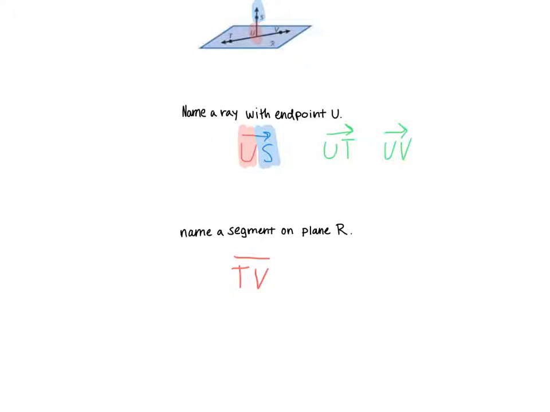So if we named a line on this plane, what would we name it? We would name it TV, and we would put a line with 2 arrows on top. So we're naming a line on the plane. So this is how we name a ray, US. This is how we name a segment, and this is how we name a line.